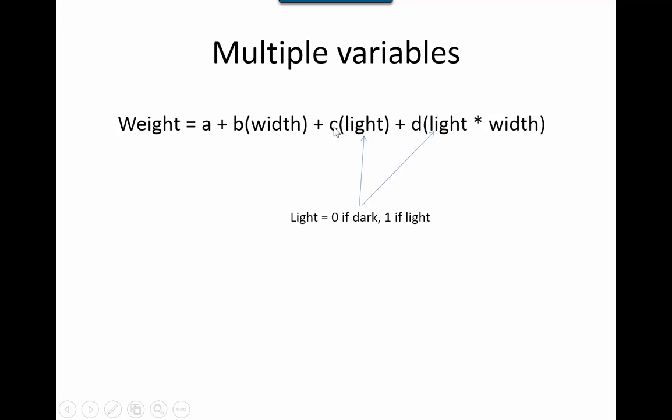Then the C term here is basically saying how much does our intercept change when we're dealing with light individuals instead of dark ones. And the 4th term indicates by how much does the rate of change in width change, this term over here, when we're dealing with light-colored individuals. So this final term here is an interaction term. So light and width are interacting with each other so that the effect of width changes depending on what the variable light is.